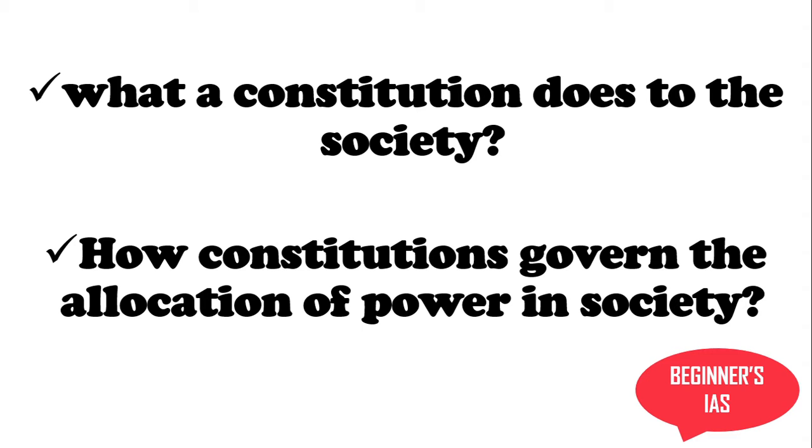Let us see how the constitution governs the allocation of powers in the society. Before that, let us see why we need a constitution, and also what is a constitution, what are its functions, what role does it perform for the society, and how does a constitution relate to our daily life existence. So one has to know those things.